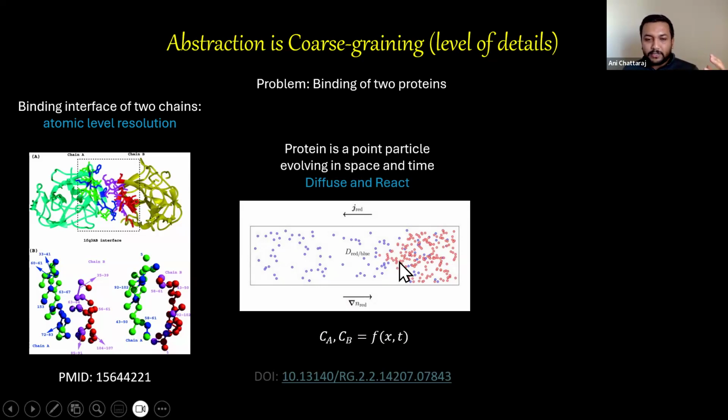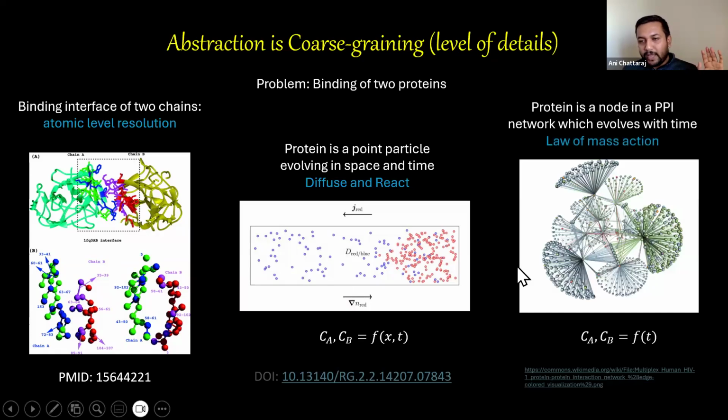So in this case, the concentrations of A and B are functions of both space and time. But here we are not modeling individual proteins with their internal structures and so on. Here, each protein molecule is a point particle diffusing in space.